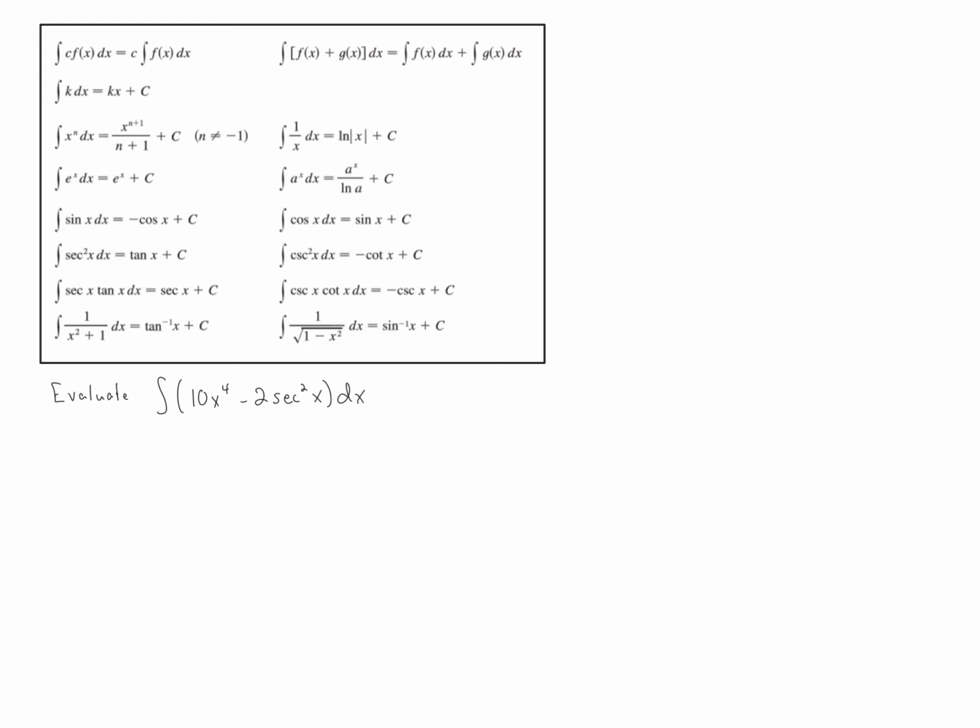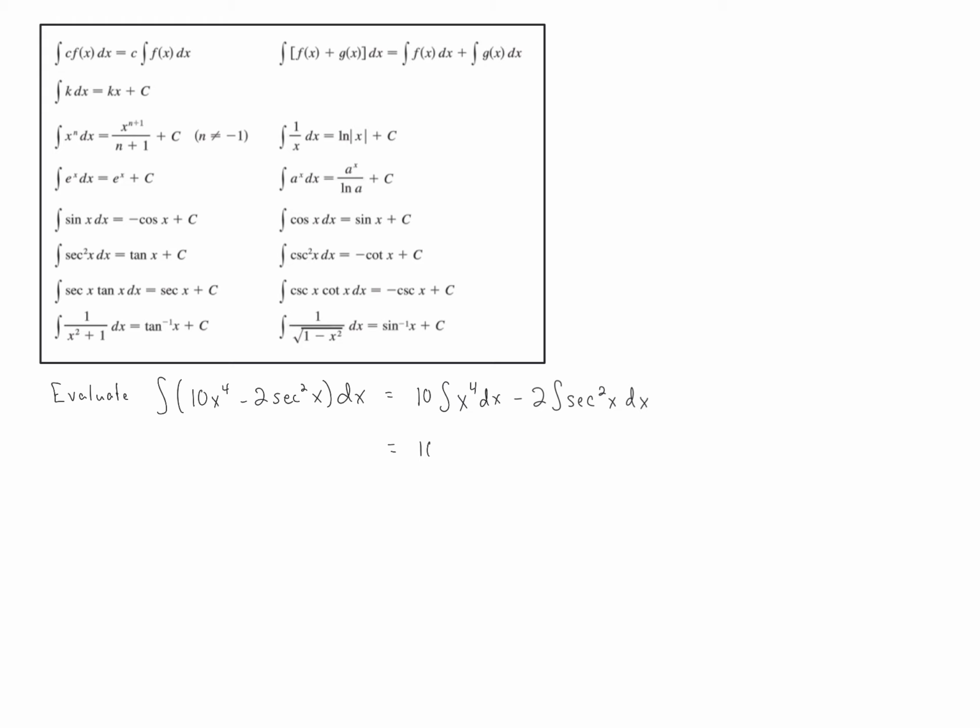All right. Now, we know that when we have the integral of a sum or a difference, we can split it up into the sum or the difference of the integrals of those functions. So we can take the integral of each term. And we also know that those coefficients can go out front. So we can write this as 10 times the integral of x to the fourth dx minus 2 times the integral of secant squared x dx. And then we can integrate each of those separately.